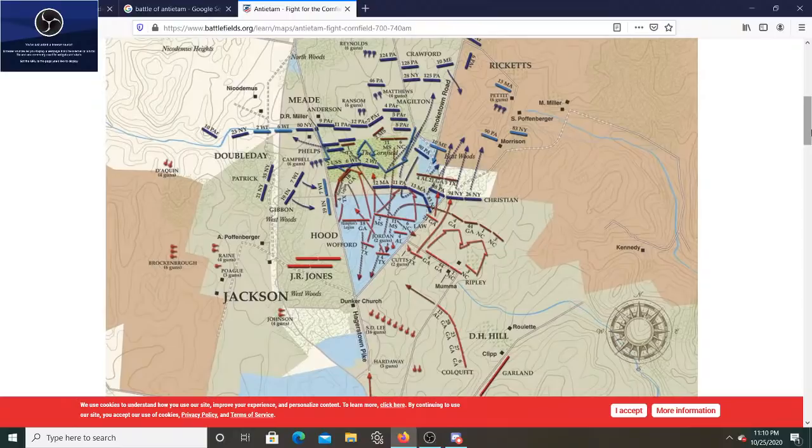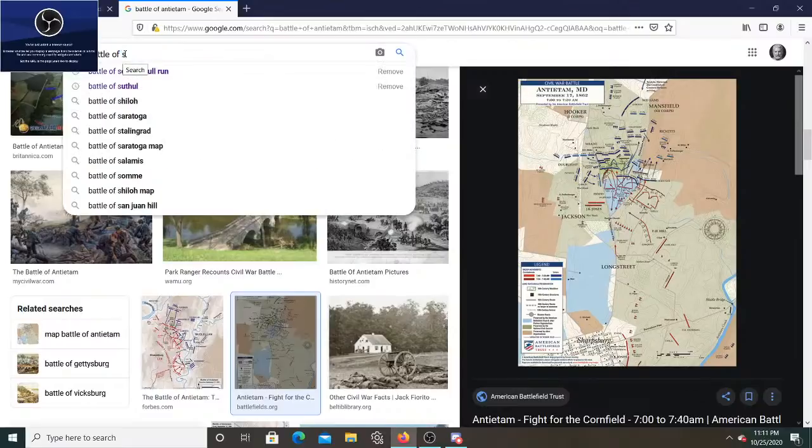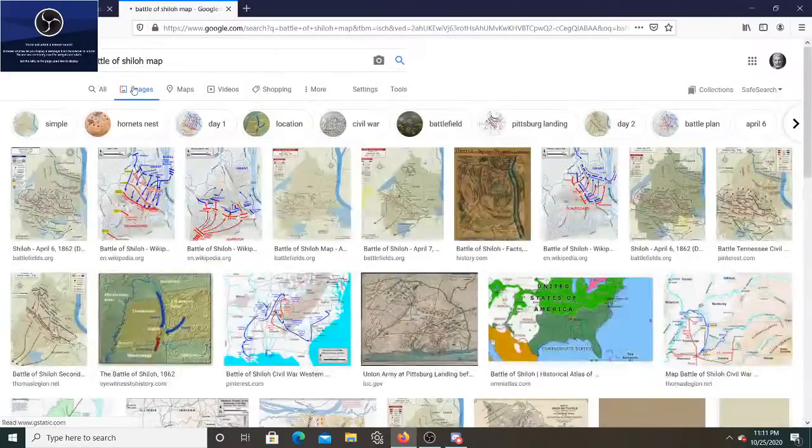But anyway, do you want to move on to the next one? Yes. What is after Antietam? So this would make it the seventh most bloody battle of the American Civil War. And that would be the Battle of Shiloh. But before I get in more Shiloh... No. It's pretty high, but it ain't the highest.